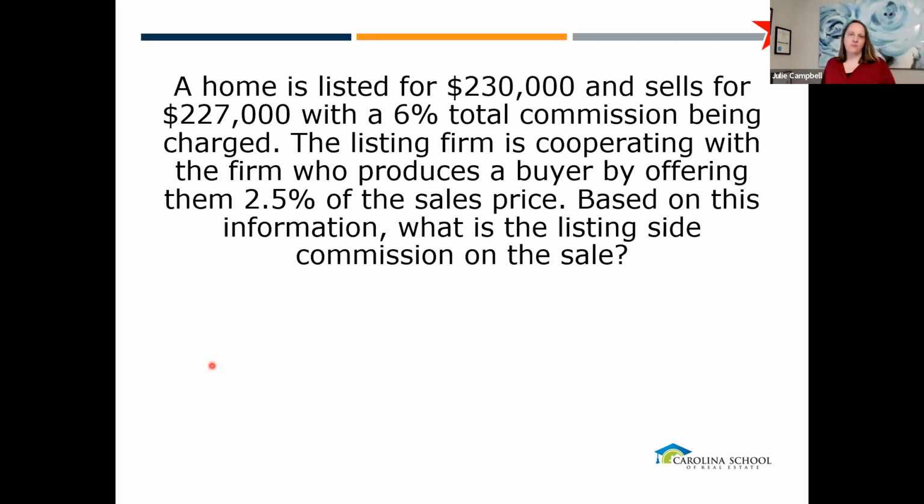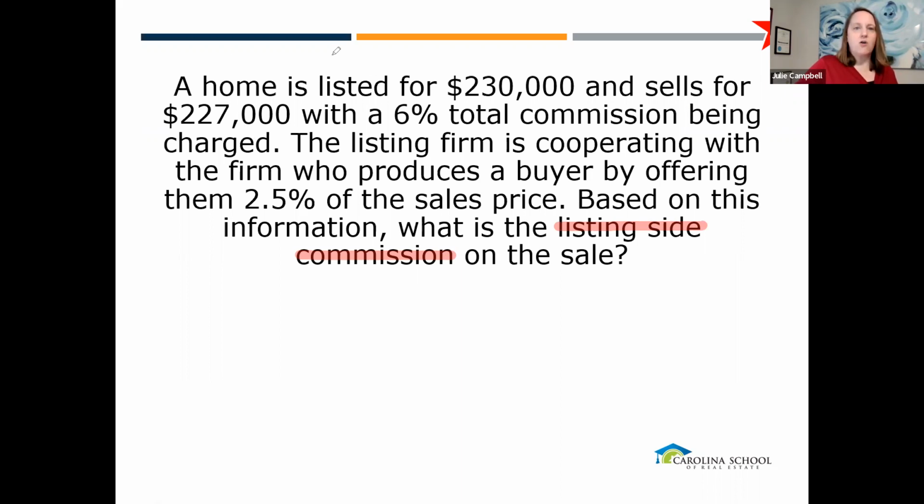First, we just read the problem. It says a home is listed for $230,000, sells for $227,000 with a 6% total commission being charged. Listing firm is cooperating with the firm who produces a buyer by offering them 2.5% of the sales price. Based on this information, what is the listing side commission of the sale? Read the problem. Always focus on the stem of the problem. The stem of the problem is what the problem's asking you. In this case, what's the problem asking me? I need to find how much the listing side is going to get paid. That's my focus.